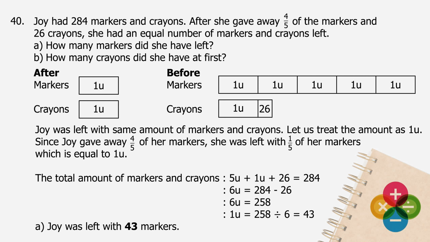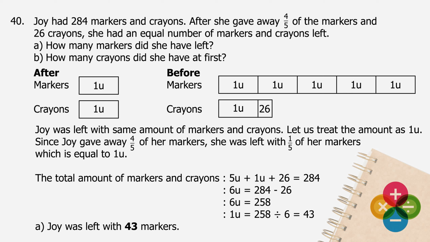Joy was left with the same amount of markers and crayons. Let us treat the amount of markers and crayons as one unit. Since Joy gave away 4/5 of her markers, she was left with 1/5 of her markers, which is equal to 1 unit. The total amount of markers and crayons will be, add 5 units to 1 unit, plus 26, and the sum is 6 units, plus 26.